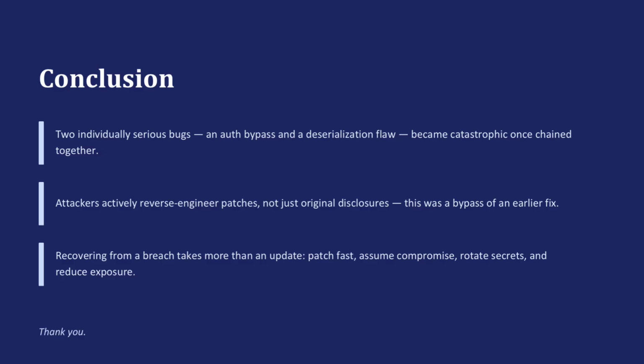Conclusion: two individually serious bugs, an auth bypass and a deserialization flaw, became catastrophic once chained together. Attackers actively reverse engineer patches, not just original disclosures. This was a bypass of an earlier fix. Recovering from a breach takes more than an update. Patch fast, assume compromise, rotate secrets, and reduce exposure.